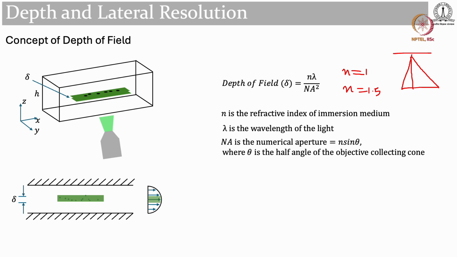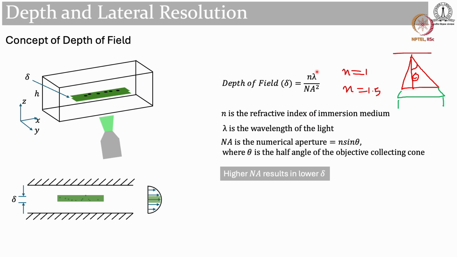So this angle, just pardon my drawing a bit, this is the theta, this is the half angle, and you will have your objective somewhere here. This angle is defined as theta, and the numerical aperture is the product of the refractive index of the medium in between here and the sine of this half angle.